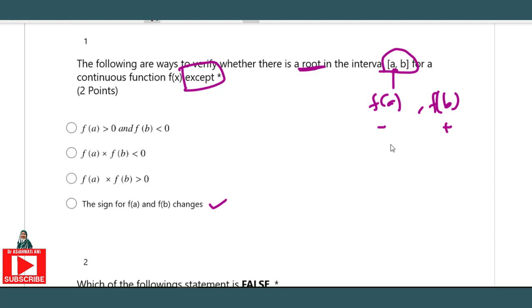And when negative times positive, the answer should be negative. So f(a) times f(b) less than 0 is correct. If f(a) is positive and f(b) negative, this is a different sign, right? So for this option, f(a) times f(b) more than 0, positive, this is not correct. So the statement is true except this option. Answer is this one.